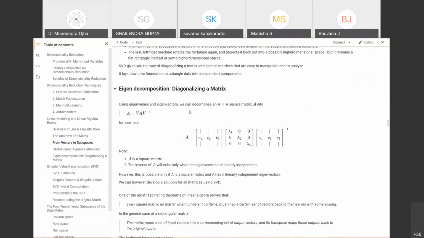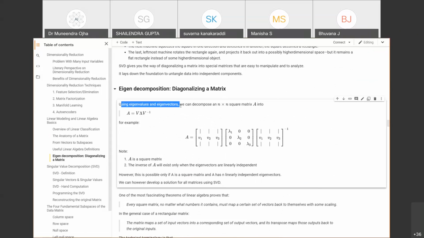Eigen decomposition, or diagonalizing a matrix. Using eigenvalues and eigenvectors, we can decompose an n by n square matrix A into three subcomponents, and I have represented them using V, lambda, V inverse. Now this matrix A has been decomposed into V lambda V inverse, where A is an n by n square matrix.